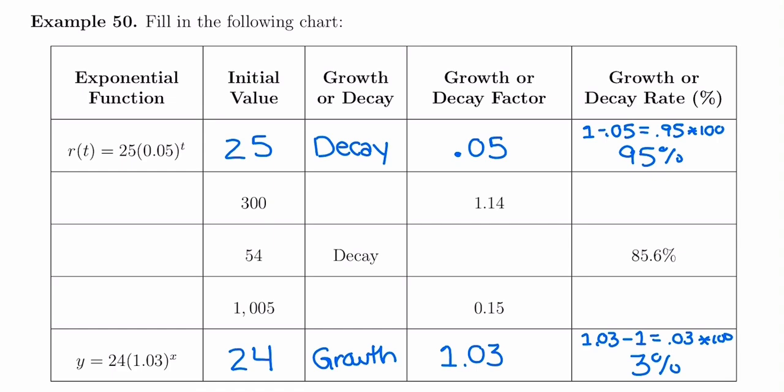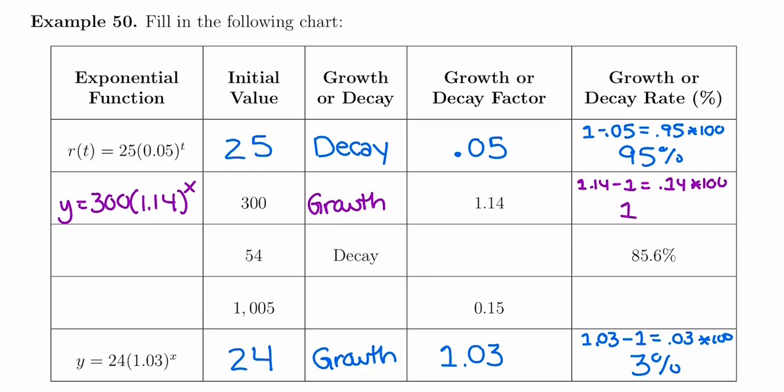So let's continue on this box looking at the second one where we're given C and A. We're going to write the function ourselves. So I'm just going to call it y equals C, which is 300, times A, which is 1.14, to the x. So 300 is the initial value. Since it's 1.14, A is bigger than 1. We have growth. And for 1.14, we want to figure out how much bigger than 1 it is getting every time. So we're going to subtract 1 from it. It's 0.14 bigger than 1 times 100. We're gaining 14% every time we multiply by 1.14.